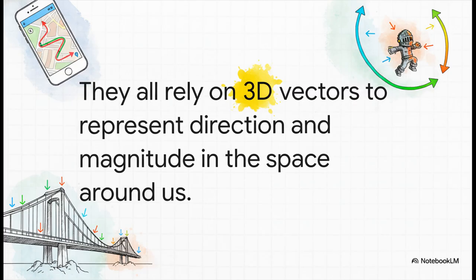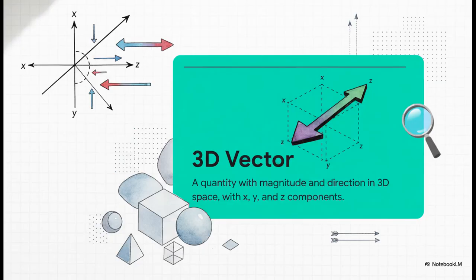And these aren't just some abstract numbers on a page. Nope, they are the fundamental tools we use to represent both direction and magnitude in the space all around us. So, understanding them isn't just about passing your next exam, it's about understanding how so much of our modern world actually works. Okay, so what exactly is a 3D vector?